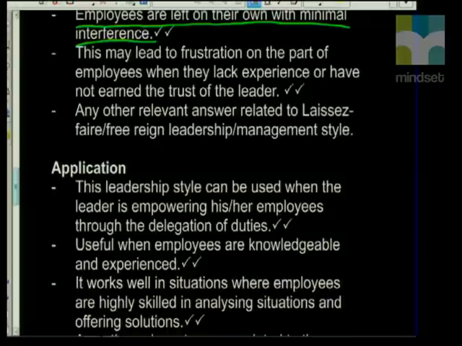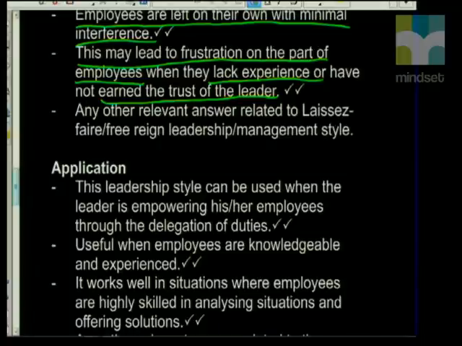And the last part to this, now this may lead to frustration on the part of employees when they lack experience or have not earned the trust of the leader. So this will make sense if you're working in a company and you've got a laissez-faire style boss, and this person is just not there often enough, or not there to support your decisions, it will lead to frustration. And if you're not experienced, you already feel insecure, and this will just add on to it. What are the applications or the examples, remember?